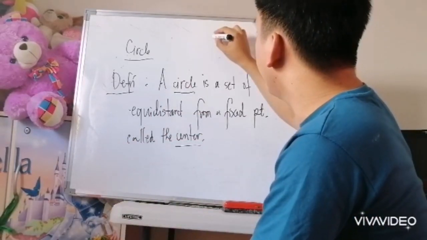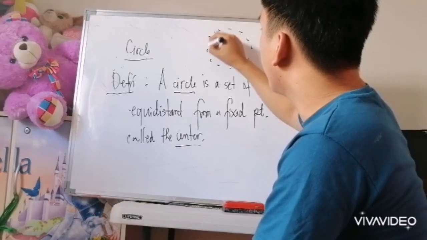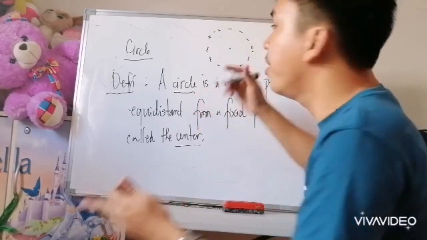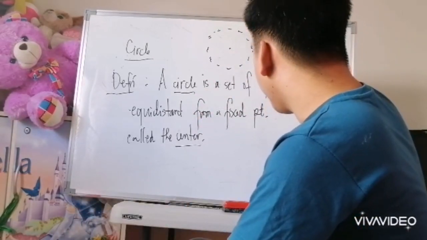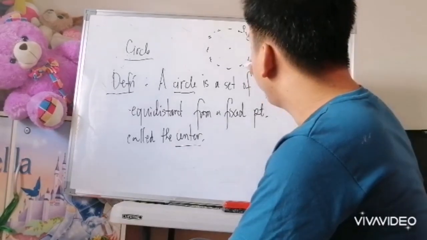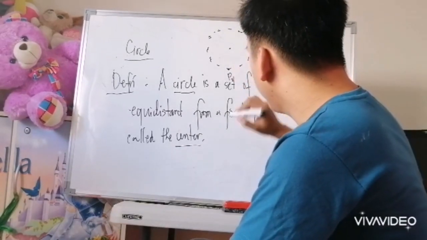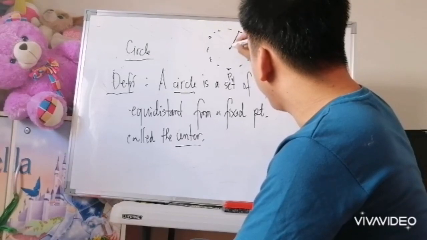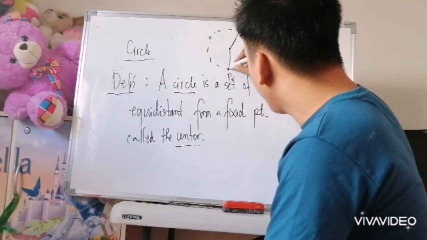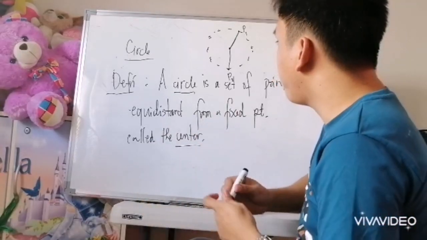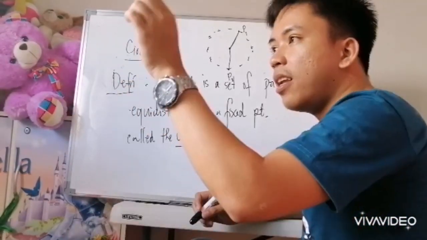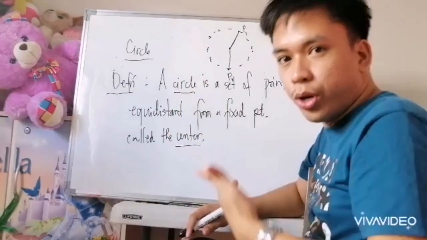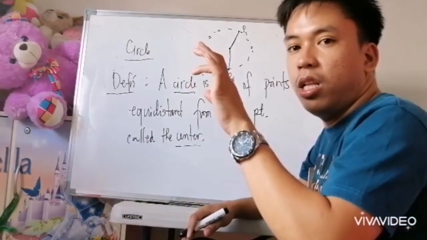Suppose for example you have a set of infinite number of points here, and this is the fixed point or the center. If I pick a point here, let's say p sub 1, and I pick a point here, p sub 2, the distance from the center to p sub 1 is the same as the distance from the center to p sub 2. Even if I pick another point, p sub k, the distance from p sub k to the center is the same as the distance from the center to any point we can find on the circle.